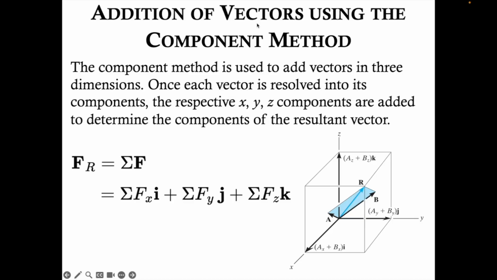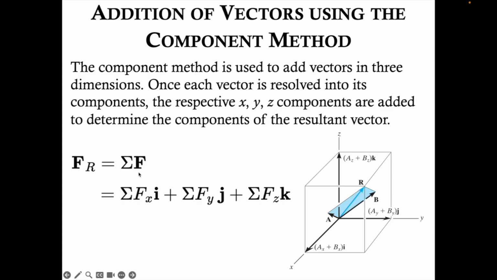Regarding addition of vectors using the component method, we can extend what we've already learned about adding vectors using the component method from 2 dimensions now to 3 dimensions. The component method is used to add vectors in 3 dimensions. Once each vector is resolved into its components, the respective xyz components are added to determine the components of the resultant vector. So our resultant force, that we often denote as F sub R, is by definition the summation of all forces present.